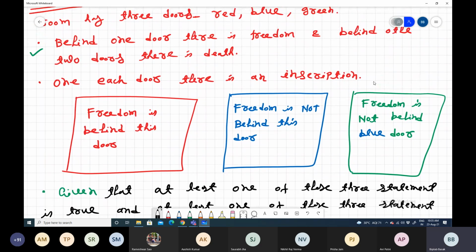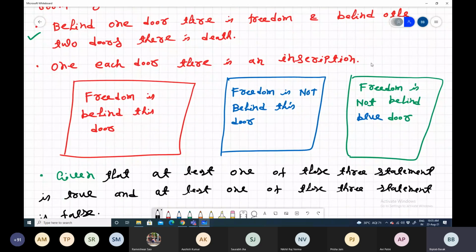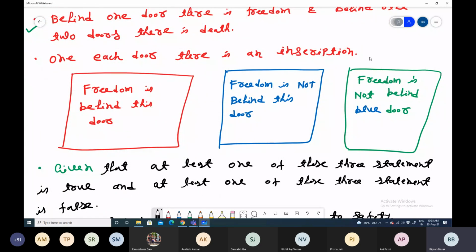So that means one boy got trapped in a room, which has 3 doors. Okay. And it is given that behind one door is freedom and behind other two doors there is death. That means there is no freedom. And there is something written on these three doors. This is written on the red door, freedom is behind this door. It is written that freedom is not behind this door, and here it is given that freedom is not behind the blue door. Okay, and given that at least one of these statements is true, and at least one of these three statements is false.